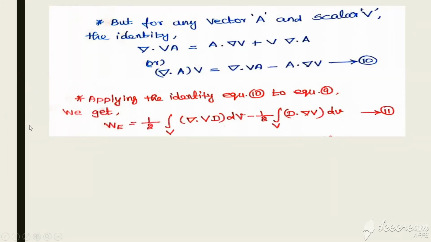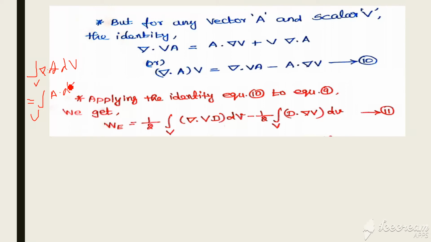Now the divergence theorem statement is: surface integral over... otherwise we can write volume integral over del dot A into dV is equal to double integral or surface integral over S of A dot ds. So this is the formula.